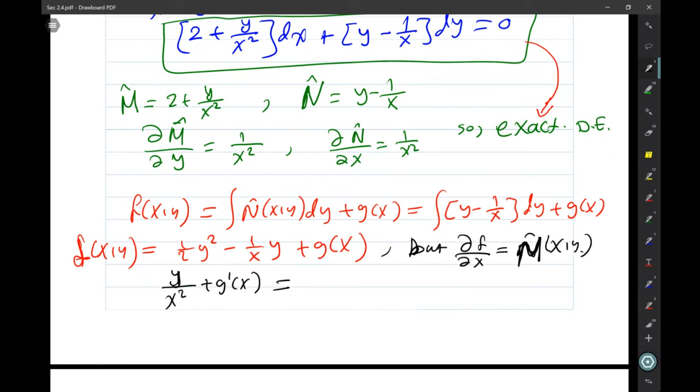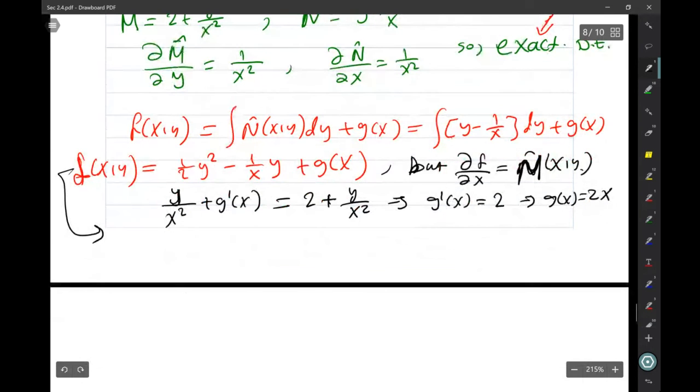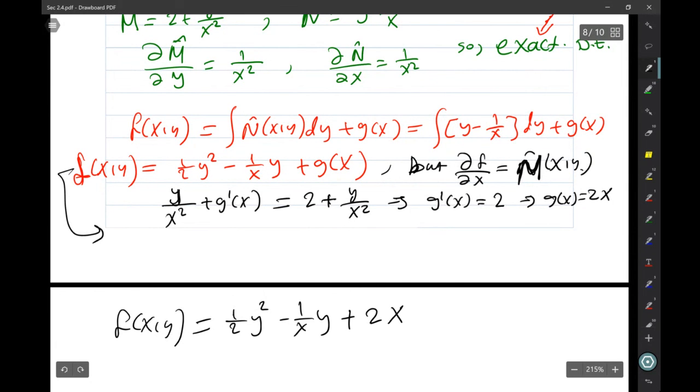And what I had was 2 plus y over x squared, which implies that g prime of x becomes 2. So g of x is equal to 2x. Substitute it here in your function. The function f of xy is now equal to half y squared minus 1 by x times y plus the function g of x, which is 2x.